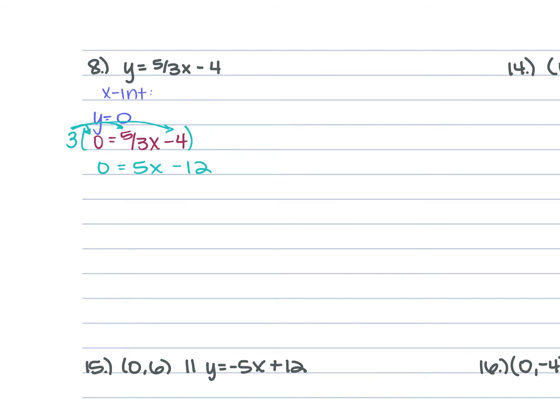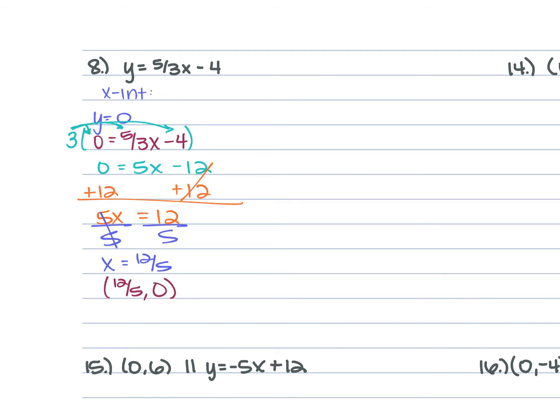What are you going to do from here? You're solving for x. So we can add 12 to both sides. So this gives us 5x is equal to 12. Then what? So x is 12 over 5. What's the ordered pair for your x-intercept? 12 over 5, 0. Okay.